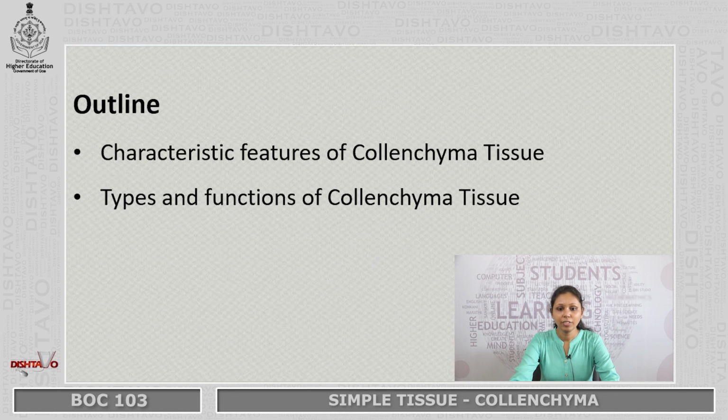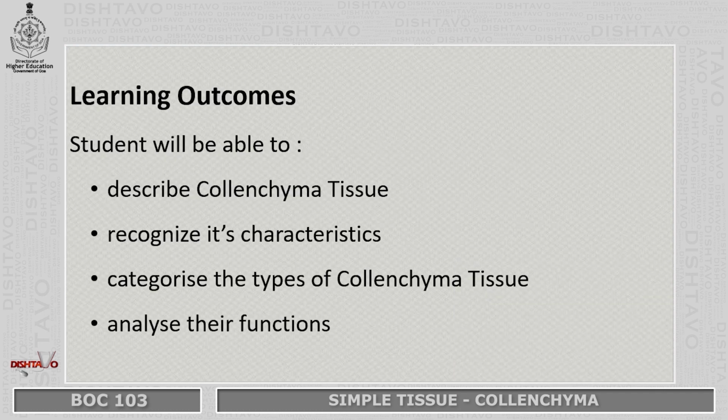Outline: characteristic features of collenchyma tissue, and types and functions of collenchyma tissue. Learning outcomes: the student will be able to describe collenchyma tissue, recognize its characteristics, categorize the types of collenchyma tissue, and analyze its functions.